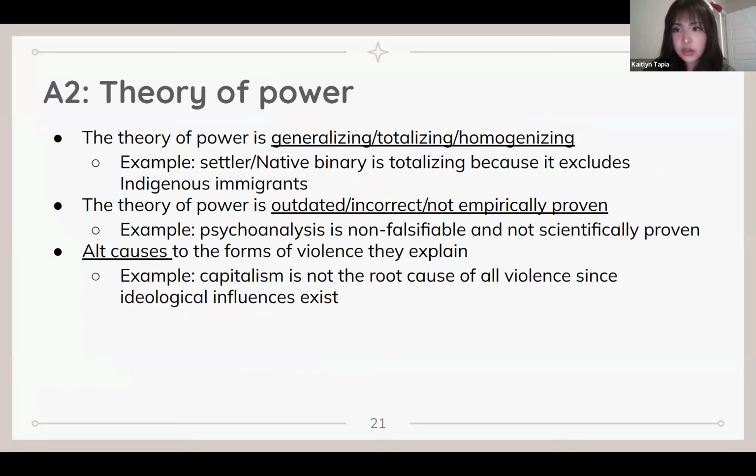Okay, Grady, do you want to go over this part? So now we'll be covering how to answer a critique's theory of power.